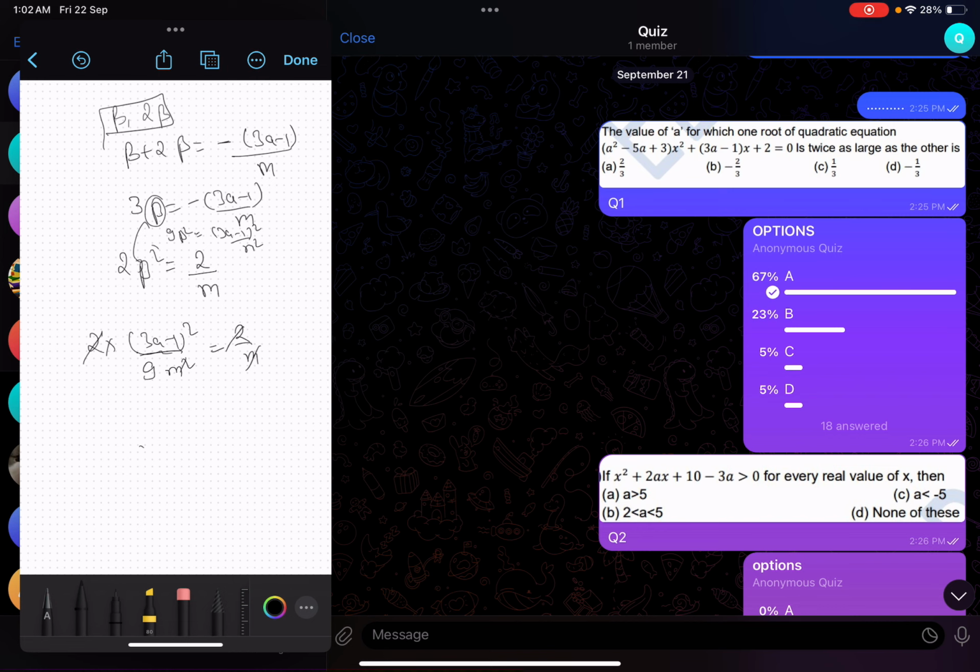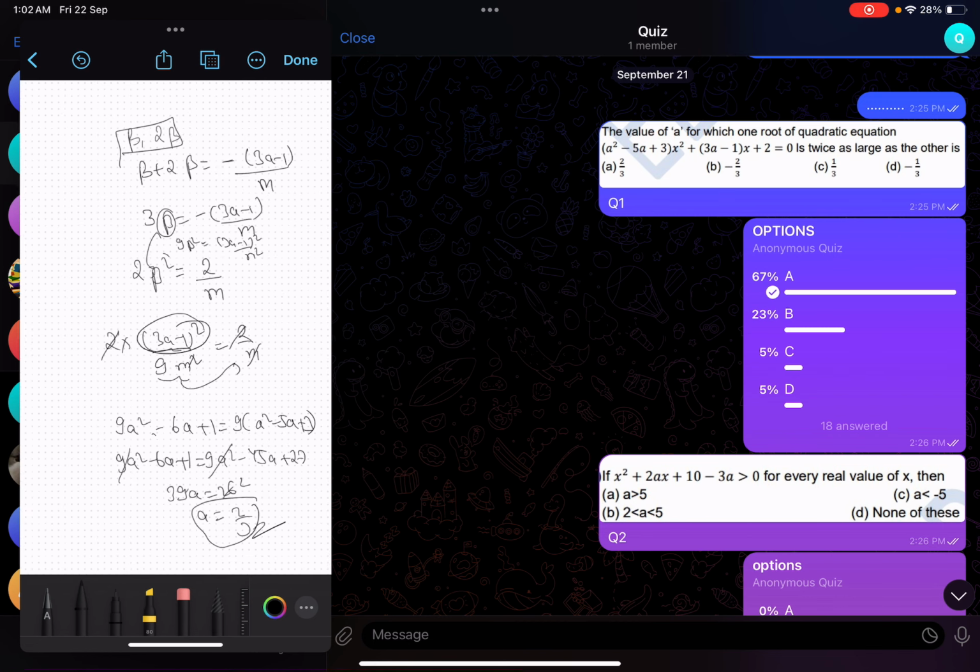Now we can send this to the RHS and expand this. So this is 9a square minus 6a plus 1 equal to 9 into m, that is a square minus 5a plus 3, so 9a square minus 6a plus 1 equal to 9a square minus 45a plus 27. This gets cancelled, this becomes 39a, this becomes 26, so a equals 26 by 39, so 2 by 3 is the answer to this question. Done.